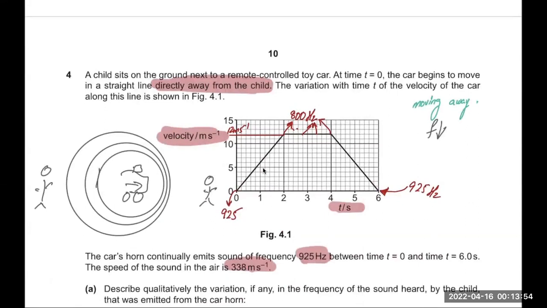So at t equals 0, the car is right next to this child. You've got this child here, and at t equals 0, the toy car is right next to it. And at t equals 4, it's some distance away. This is where the toy car now is. So let's first find out what this distance is. How far away has the toy car traveled in these 4 seconds? How do you do that using a velocity time graph?